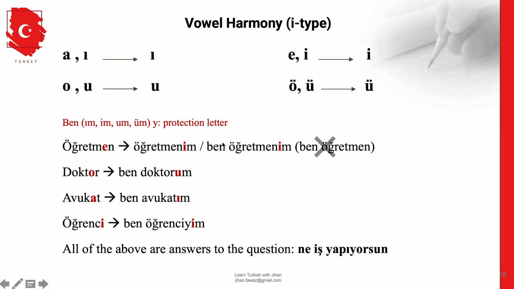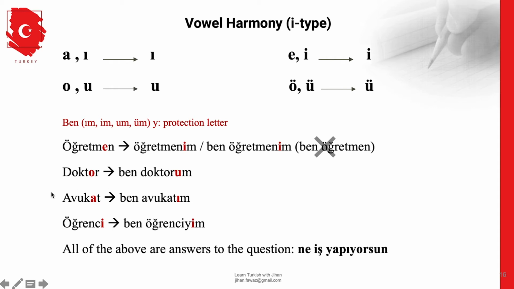I can remove the ben, of course, which is the personal pronoun I. This im represents the ben or the I pronoun. So, öğretmenim, I am a teacher. I don't say ben öğretmen. This is wrong because öğretmen, this one, we use it as it is in another pronoun.